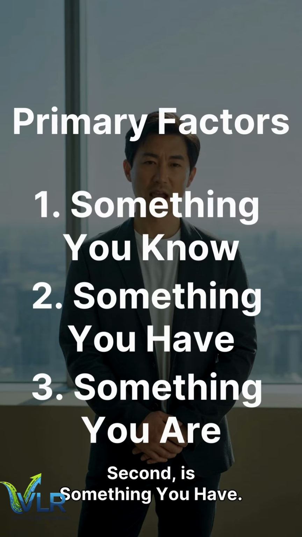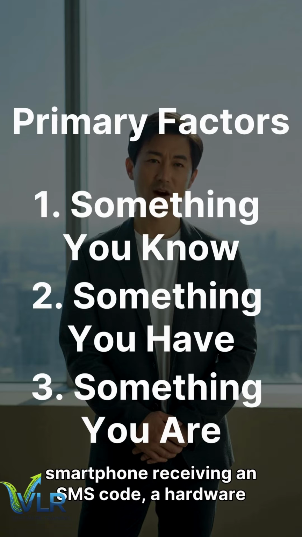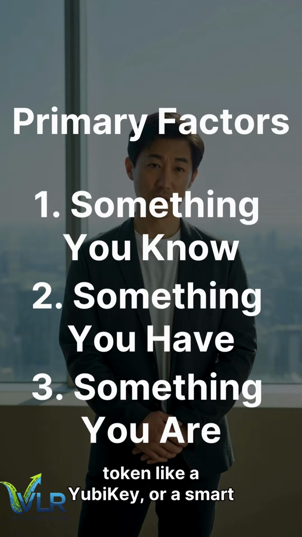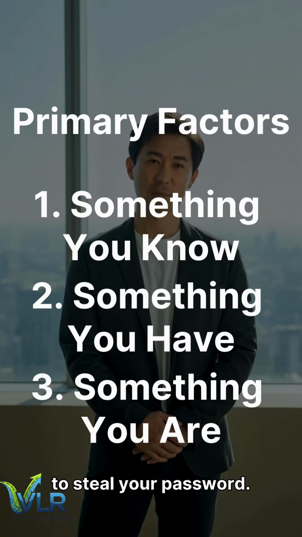Second is something you have. This is possession-based. This requires a physical object, like your smartphone receiving an SMS code, a hardware token like a YubiKey, or a smart card. It's much harder for a hacker to steal your physical phone than it is to steal your password.